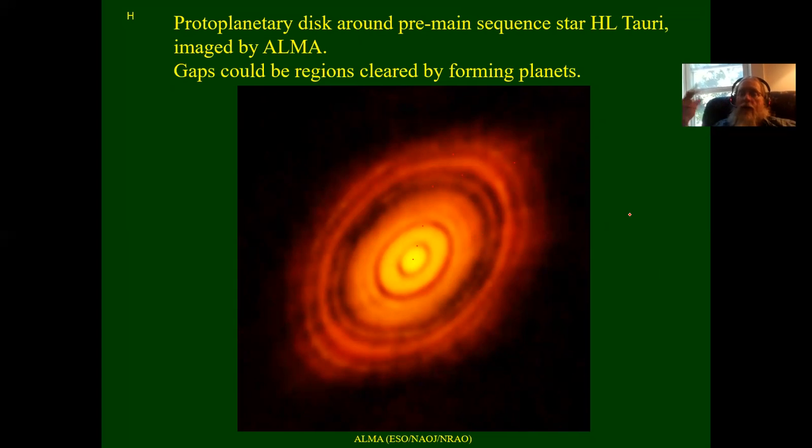And one thing the computer models of how this would work predict is that the forming planets would clear out these gaps as they're sweeping up material in there. So even though you couldn't see the planets individually in this, we may be seeing their effects as they are sweeping up the material in the regions where those gaps are.